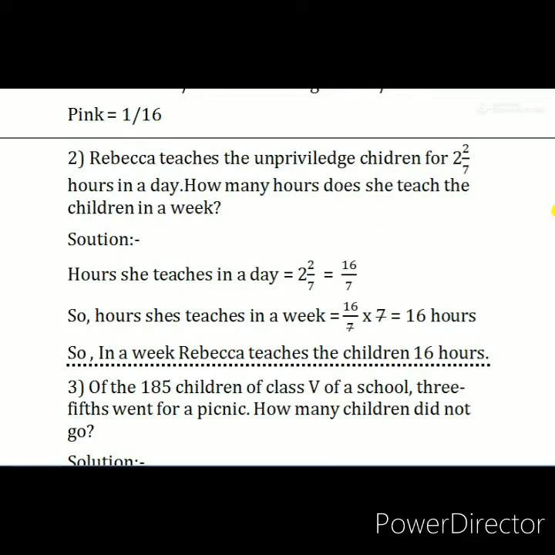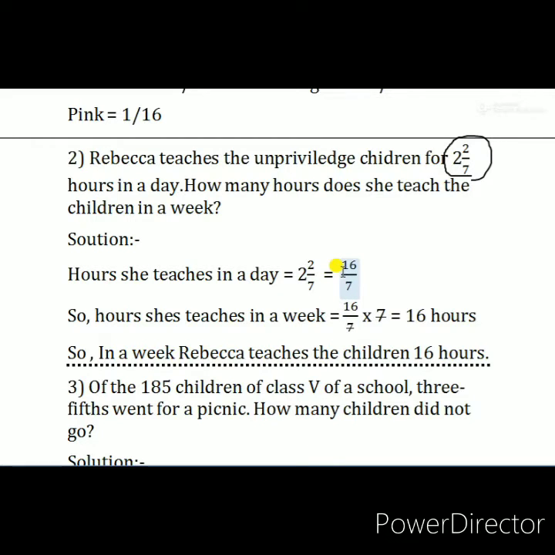Rebecca teaches underprivileged children for 2 and 2 by 7 hours in a day. How many hours does she teach the children in a week? See, the solution is also given, and I will do the explanation. Hours she teaches in a day equals 2 and 2 by 7. One day is 24 hours. Out of that she will teach the students 2 and 2 by 7 parts of that day. That means 16 upon 7 hours she teaches in one day.